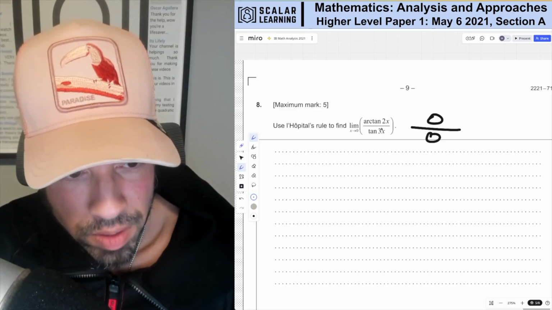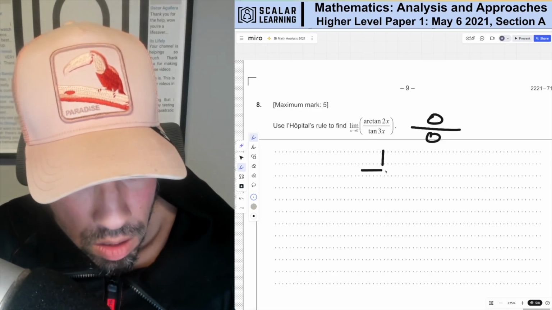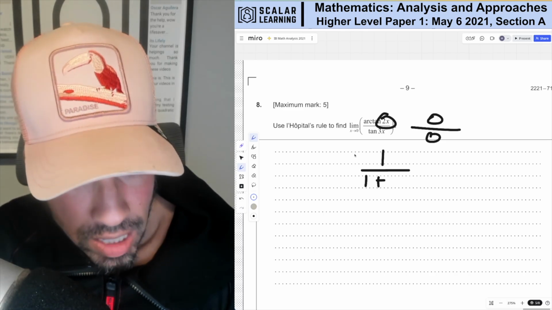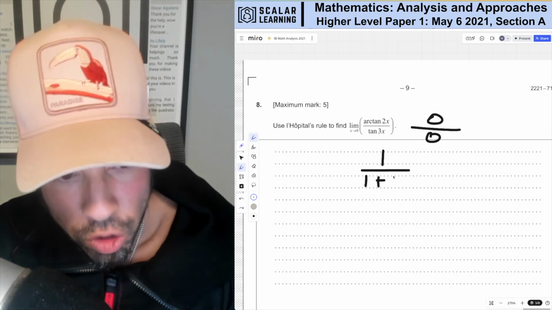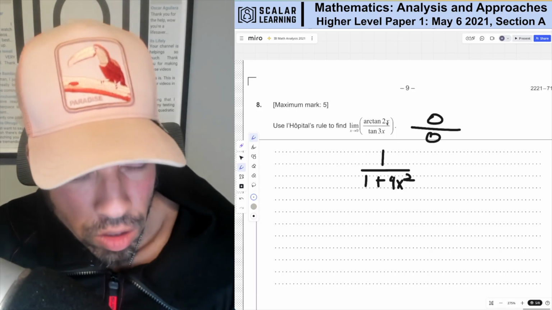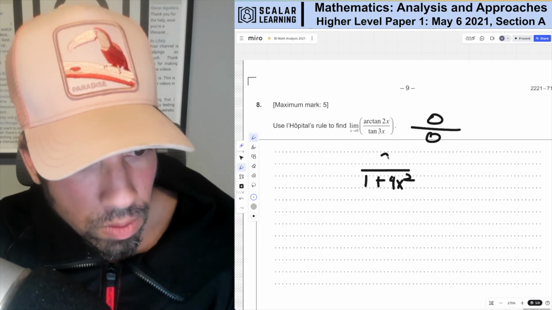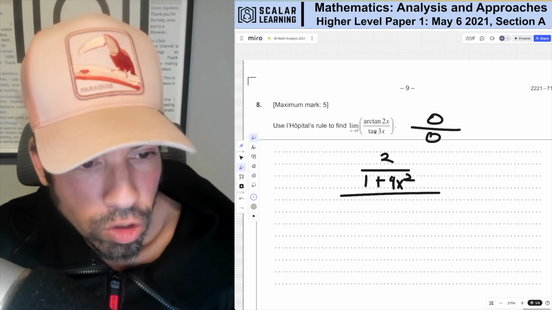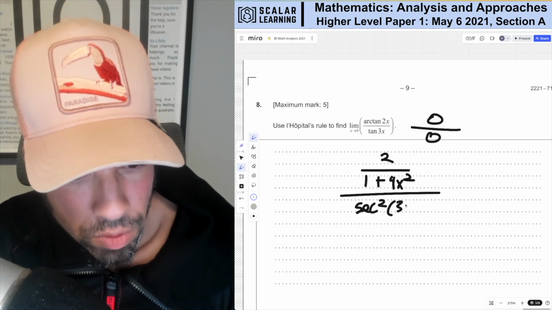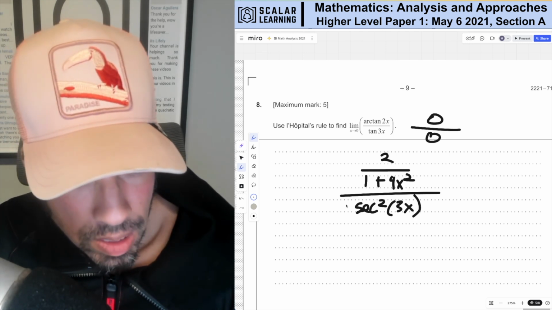Now let's take the derivative of the top. If you guys remember, the derivative of arctan is 1 over 1 plus x squared, where x is my entire inside. So 2x squared is 4x squared. But don't forget the chain rule. So then times the derivative of the inside, 2x, which is 2, over the derivative of tangent, which is secant squared of 3x. Don't forget the chain rule, and we multiply by the derivative of the inside, which is 3.